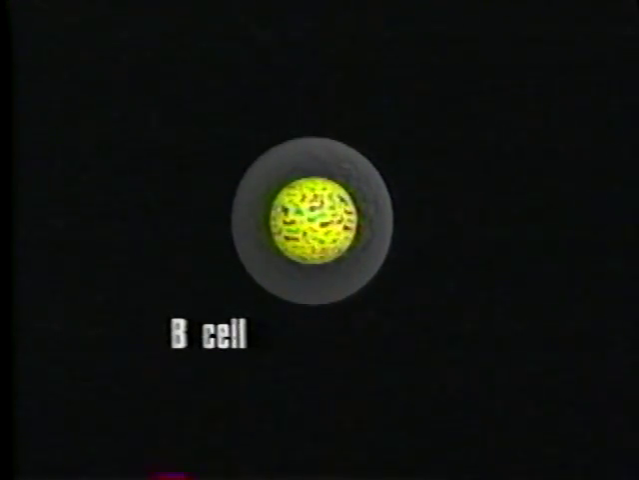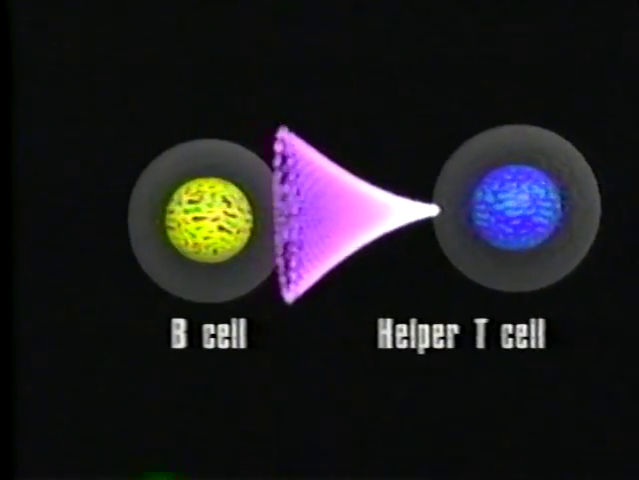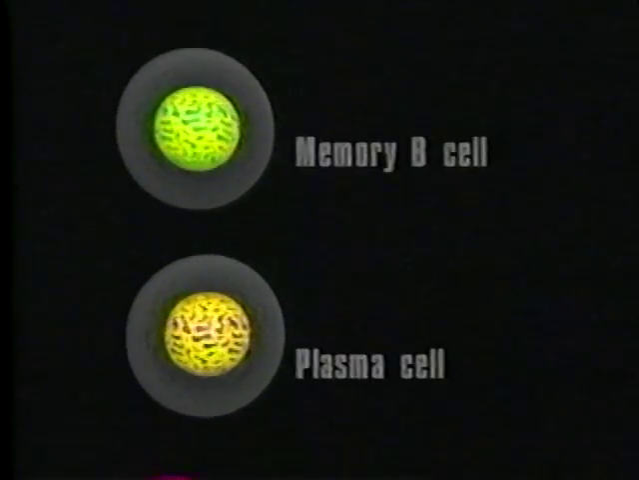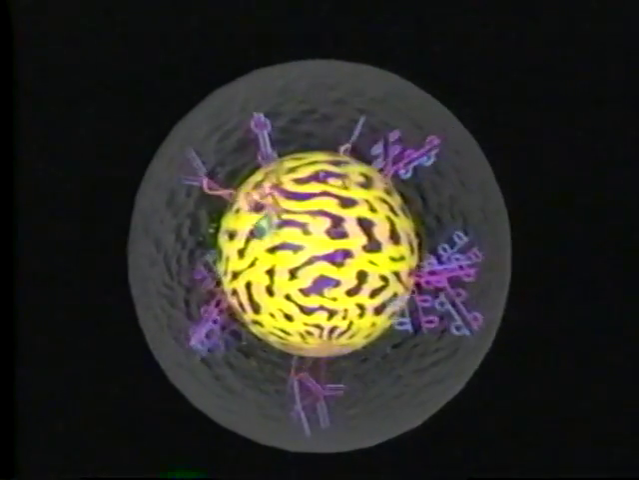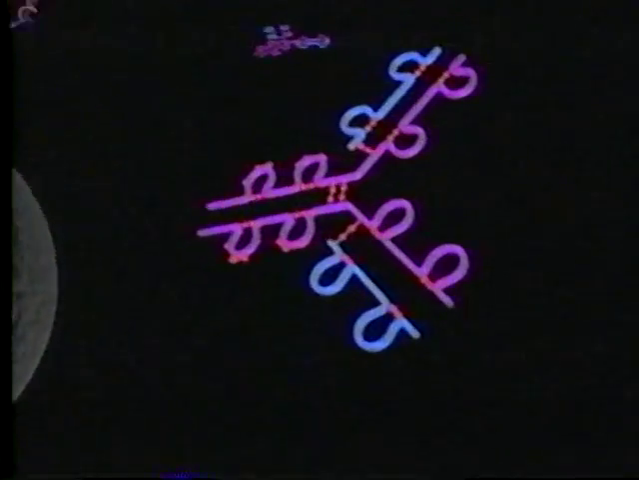Helper T cells also play an important role in the antibody-mediated response. They secrete chemicals that activate B cells and promote their differentiation into plasma cells. Plasma cells are the main players in the antibody-mediated response. When plasma cells mature, they release a flood of antibodies.